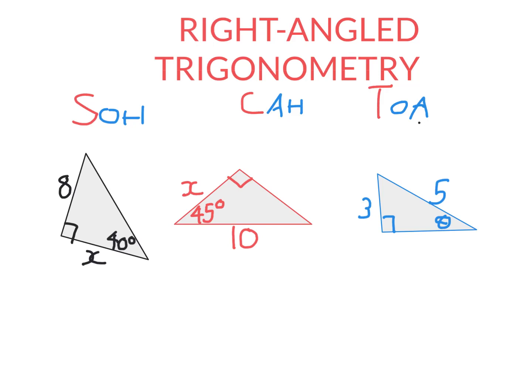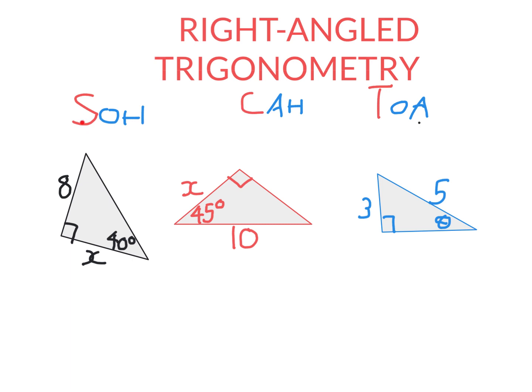Thank you so much for tuning into this video in which we will review right-angled trigonometry. So for right-angled triangles, when you're using trigonometry to find a side or an angle, use the acronym SOHCAHTOA. That tells you which ratio to use. So sine, cos, or tan.